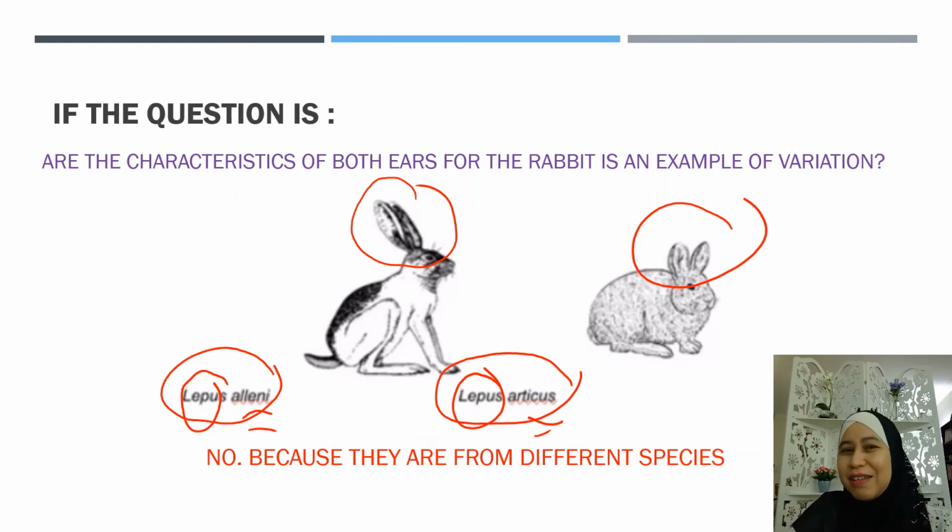So, in answering the question, are these ears an example of variation? Of course, no. Why? Because they are from different species. Variation, if you remember the definition, is the differences within the same species.